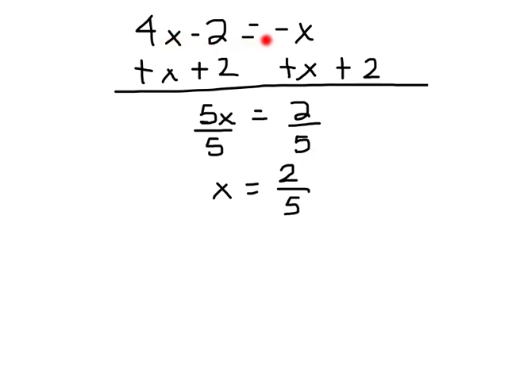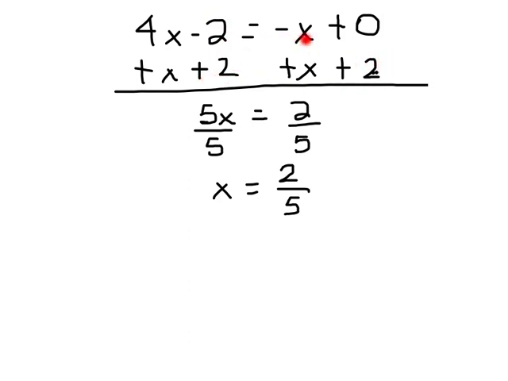4x minus 2 equals negative x. Now, you see there's nothing over here, but what I'm going to do is add a plus 0, because I'm going to have to add this 2 to something, and I need to keep it in the right column. Alright, so we have the negative 2, so we're going to add 2 on both sides.